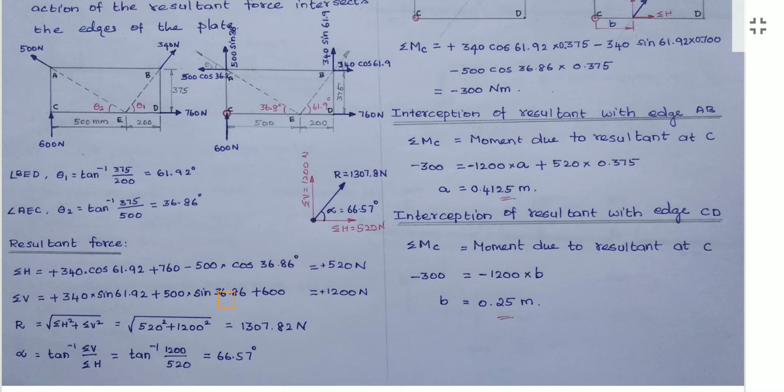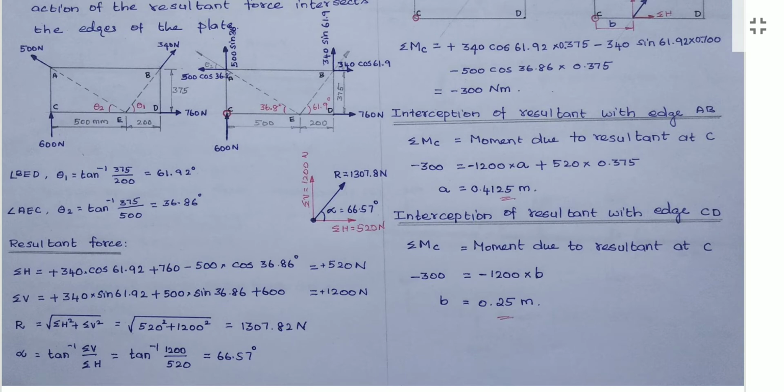So we can add all the values. We get the sigma v value as 1200 Newton. This is also positive. So by using this value of sigma h and sigma v, we can find the value of r by substituting in the formula.